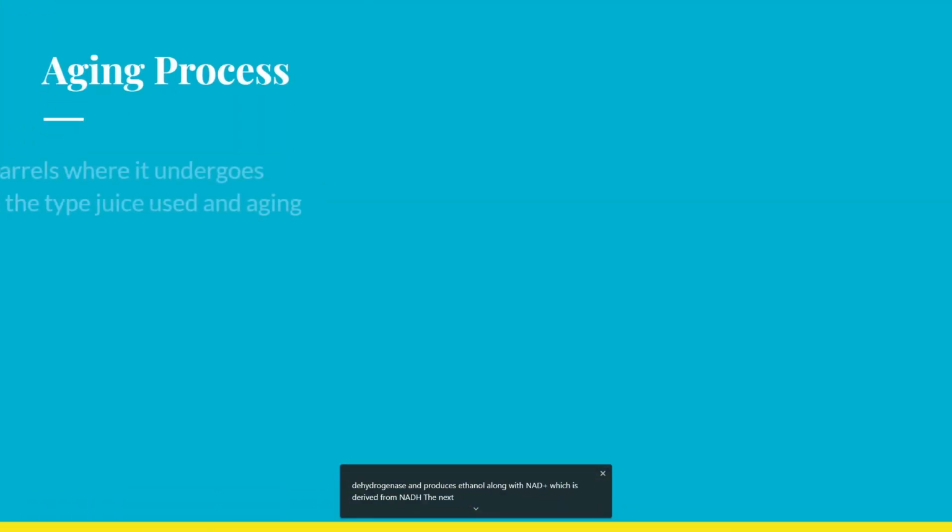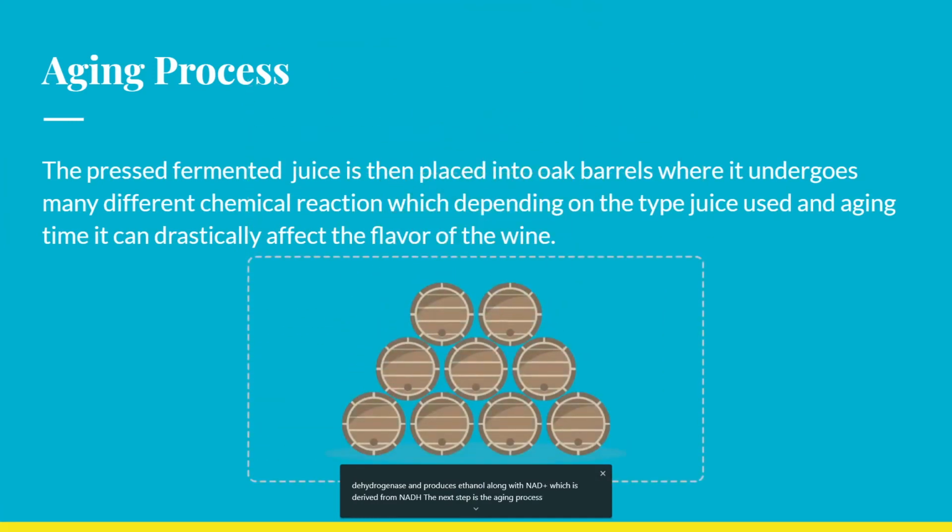The next step is the aging process, where the pressed fermented juice is then placed into oak barrels, where it undergoes many different chemical reactions, which, depending on the type of juice used or aging time, can drastically affect the flavor or taste of the wine.